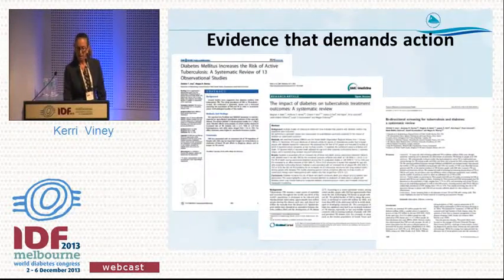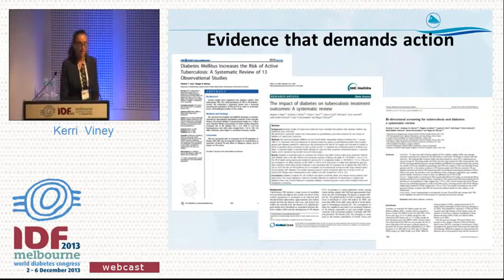So Anil has talked a bit about these studies, and I just put them up to show you that since 2008 we've had 3 very influential systematic reviews, all coming out of the Harvard School of Public Health, as Anil said. So the first one was looking at diabetes and how it increases the risk of active TB. That was probably one of the landmark studies. The second study, which was also very influential, was the impact of diabetes on TB treatment outcomes. And then thirdly, the impact of bidirectional screening, so screening people with TB for diabetes and vice versa. So they've really been quite influential in our practice.